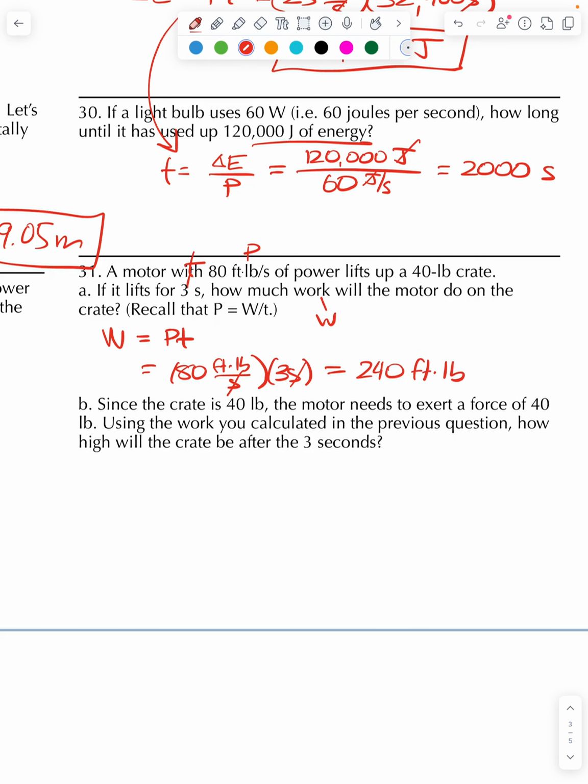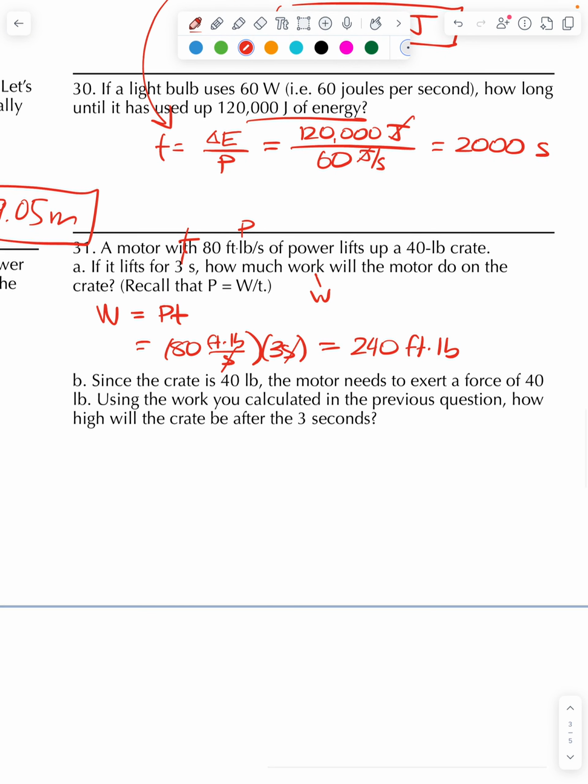Okay. Since the crate is 40 pounds, that's the weight. In other words, that's the force we need to exert, right? The motor needs to exert a force of 40 pounds if we're lifting it at constant velocity. We're not accelerating it. We're not giving it KE. Using the work you calculated from the previous question, how high will the crate be after those 3 seconds?